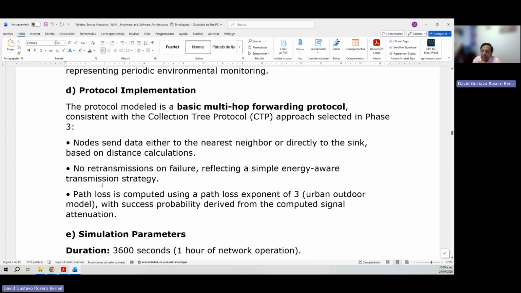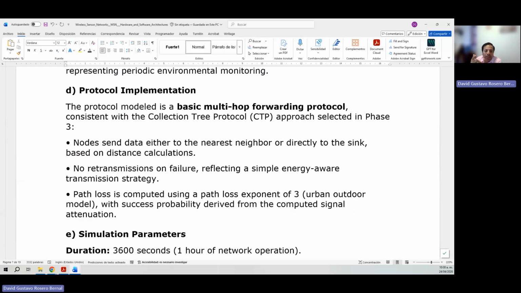The protocol implementation. The protocol is a basic multi-hop forwarding protocol consistent with the Collection Tree Protocol (CTP) approach selected in phase number 3. Nodes send data either to the nearest neighbor or directly to the sink based on distance calculation. There is no retransmission on failure, reflecting a simple energy-aware transmission strategy.